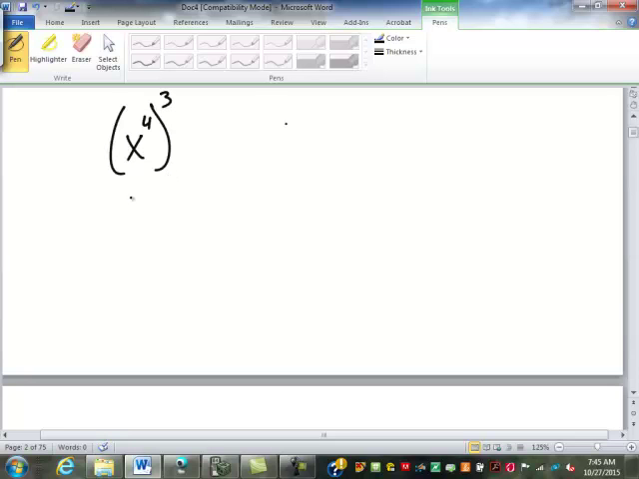X to the 4th to the third power. Of course, x to the 4th is 4 x's. To the third power means 3 times. Now how many x's do I have multiplied together? 12 of them. That's x to the 12th.